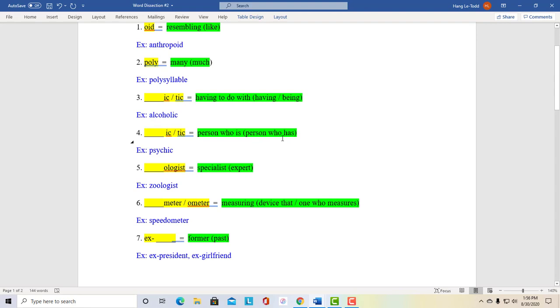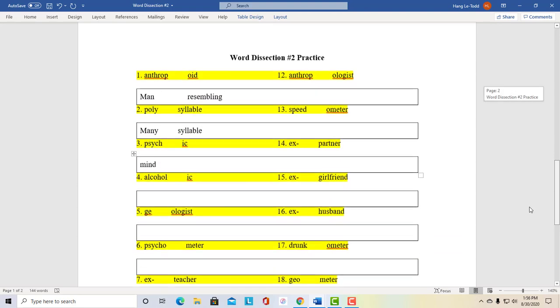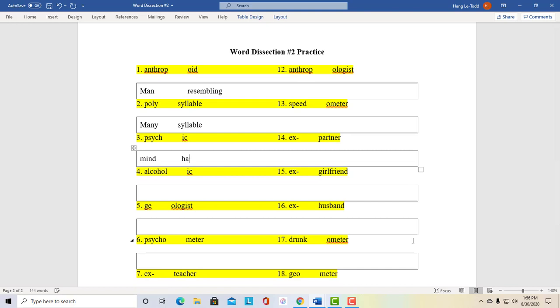Person who has, as in person who has a mind. Yeah, that would make sense. So you could pick either having to do with, having, or person who has. Okay, I'm just going to go ahead and pick having to do with. And that's how you do lesson number 2.